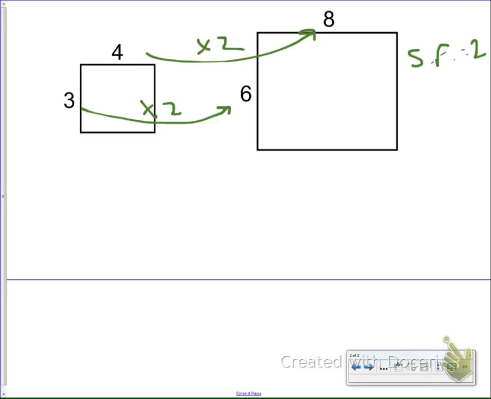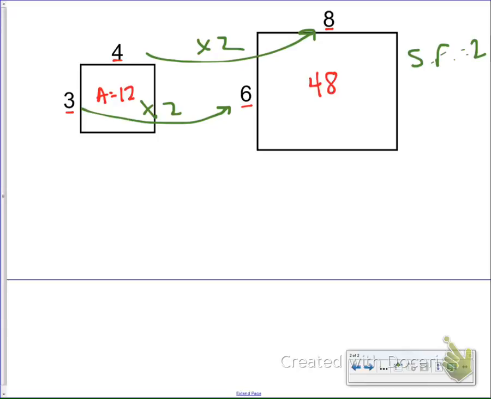I have a side length of 3 and a side length of 4, so my area, which is base times height, is going to give me an area of 12. Now, if I look over at my rectangle on the right, my new figure with a side length of 6 and 8 after it's been dilated, 6 times 8 gives me an area of 48.